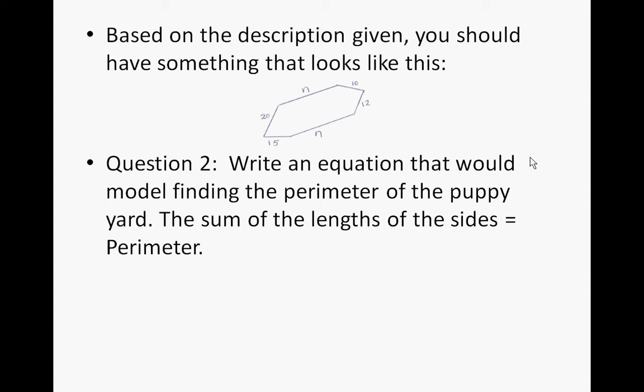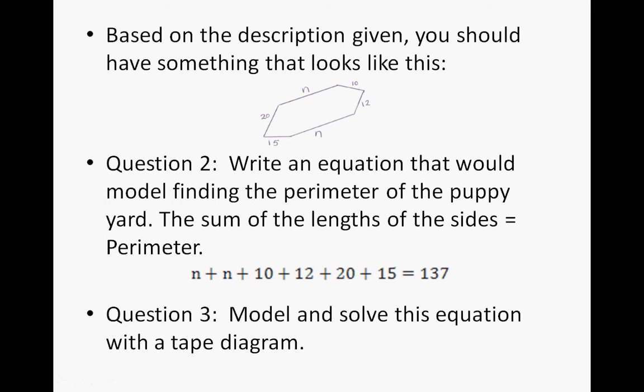All right, for question 2, write an equation that would model finding the perimeter of the puppy yard. The sum of the lengths of the sides is equal to the perimeter. You should have something that looks like this: n plus n plus 10 plus 12 plus 20 plus 15, and the whole thing equals 137. So question 3, model and solve this equation with a tape diagram.